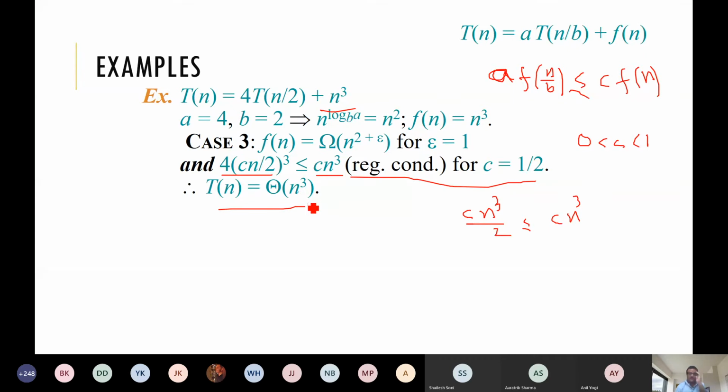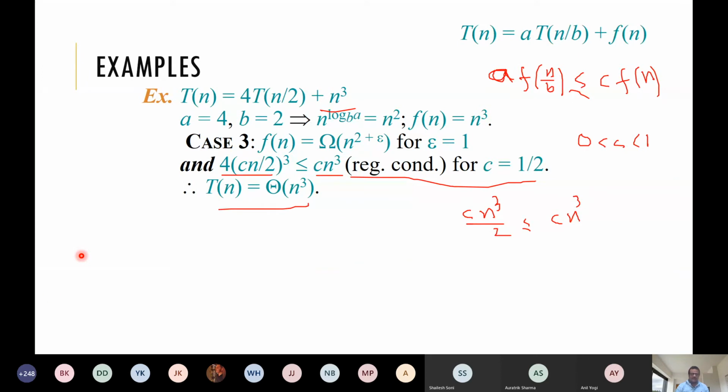So these are the 3 cases of the master method, and most algorithm recurrences can be solved using the master method. So how many methods have we learned? We have learned 3 methods. The substitution method, where we use mathematical induction to prove the solution, then the recursion tree method, which helps us to guess the solutions, and then the master method.